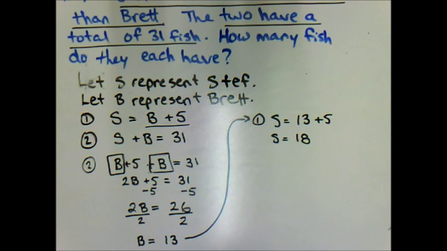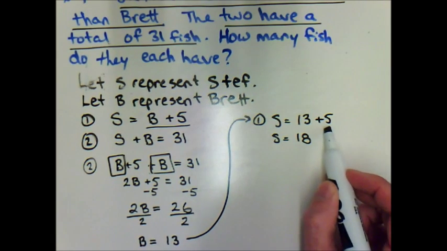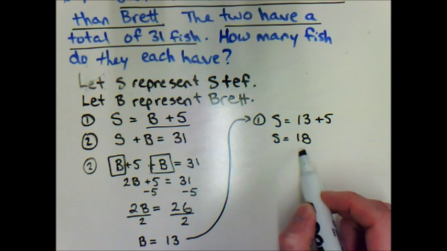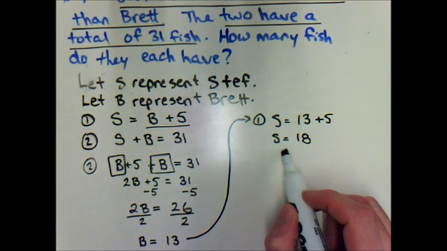Okay, so hopefully you got that B equals 13, which means that Brett has 13 fish. And you can use that information, sub it back into equation 1 to find out what S equals. If S equals B plus 5, then S also equals 13 plus 5, and Stephanie then has 18 fish.